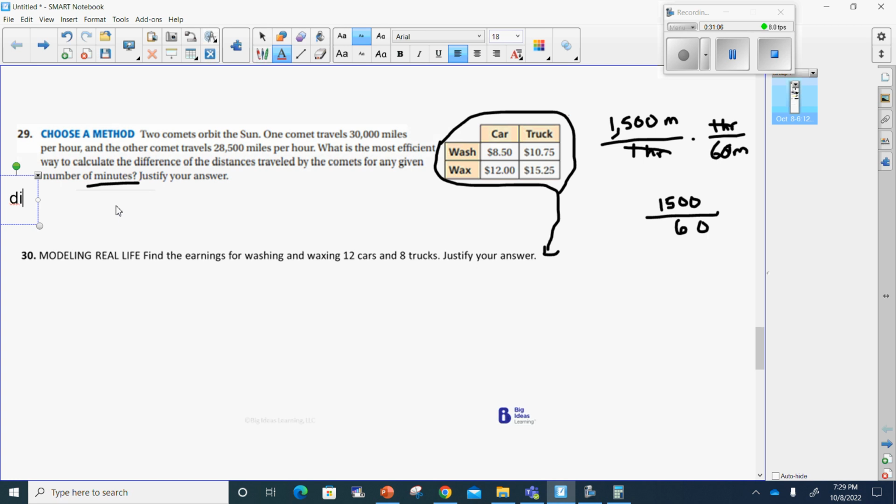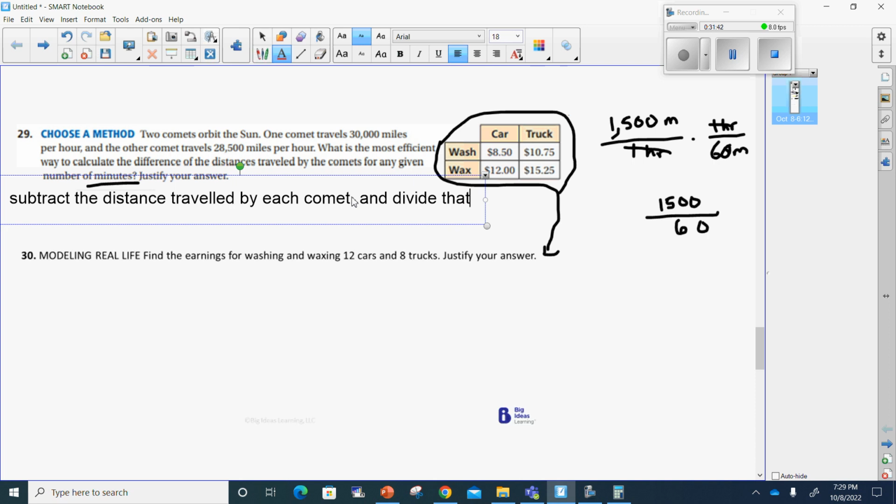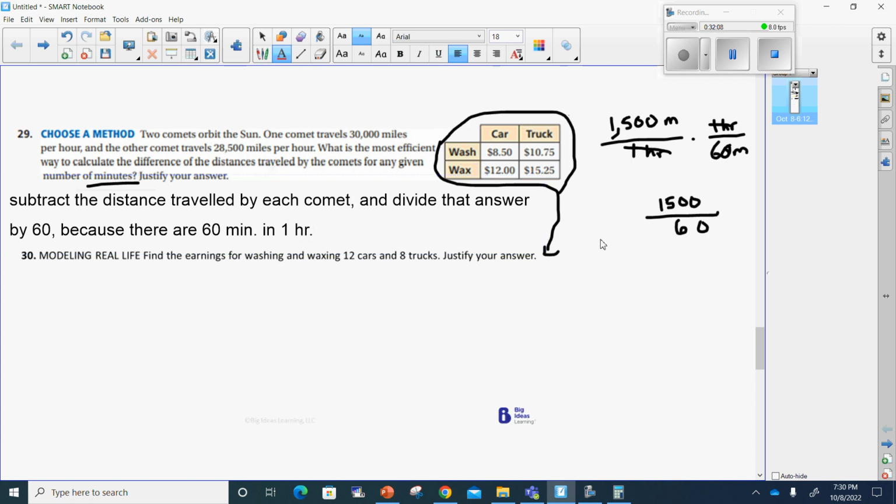My answer is going to be divide the distance traveled by each comet. No, subtract, I'm sorry. Subtract the distance traveled by each comet and divide that answer by 60, because there are 60 minutes in 1 hour. All right, and that's how I would do it.